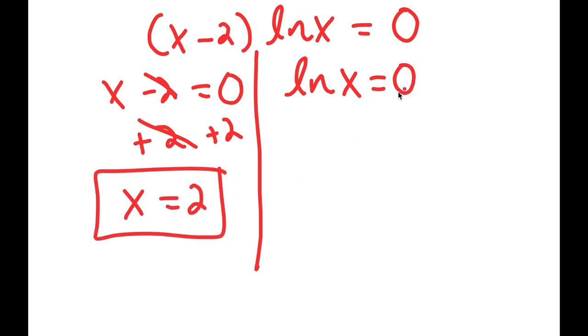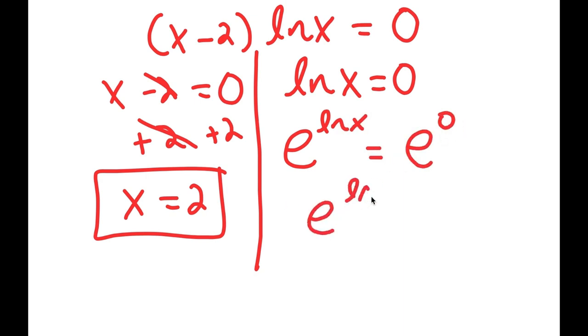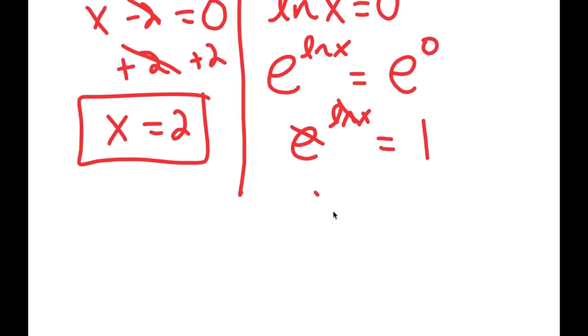Now for ln x equals 0, well, ln is basically asking ln of what is equal to 0. And how we solve this is we can take e to the power of both sides. So I get e to the power of ln x is equal to e to the power of 0. E to the power of 0 is equal to 1, so I get e to the power of ln x is equal to 1, and e and ln cancel out. So I get x is equal to 1.